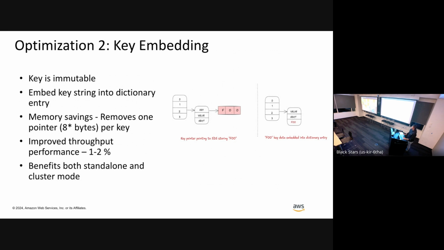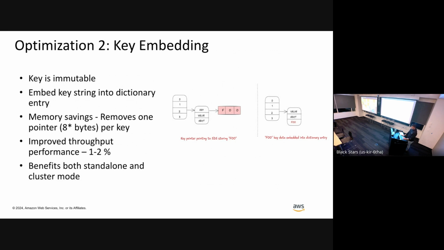We have some additional metadata of about 1 byte to figure out where the key string starts, but that gets amortized. And because of the embedding, we also saw cache line performance getting better and saw throughput improvements of 1 to 2%. And like I mentioned, this is applicable for both standalone and cluster mode.